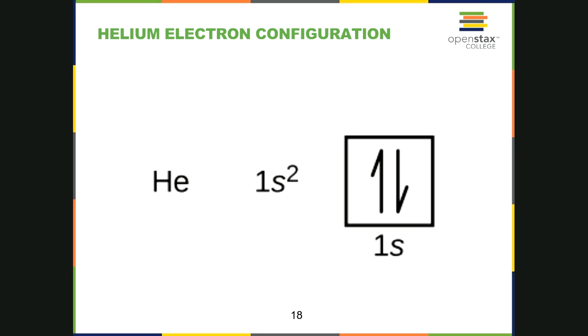So the orbital diagram is going to be the box with the 2 arrows in there with 1s underneath. Or the electron configuration is going to be 1s2. Now let's keep going in atomic numbers.